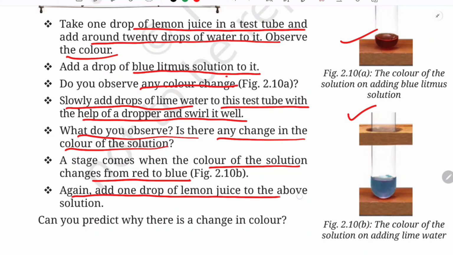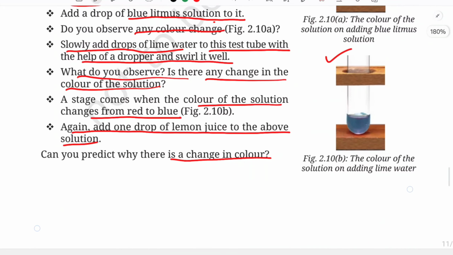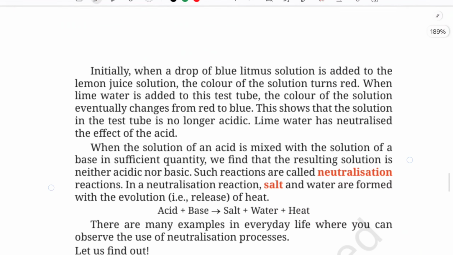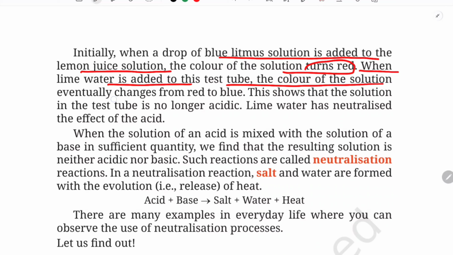Again add 1 drop of lemon juice to the above solution. Can you predict why there is a change in color? So when this acid and base react with one another, what happened? It neutralized. We will understand with a few examples as well, don't worry. So initially when a drop of blue litmus solution is added to the lemon juice solution, the color of the solution turns red, and this is what we have observed, isn't it? And when lime water is again added to the test tube, the color of the solution eventually changes from red to blue. Why does it do so?